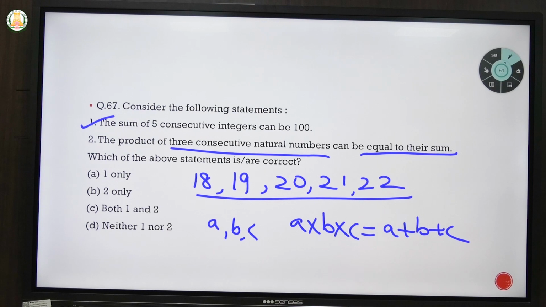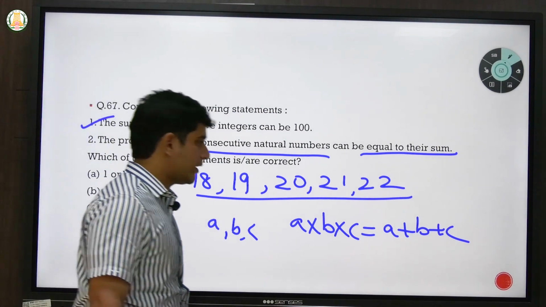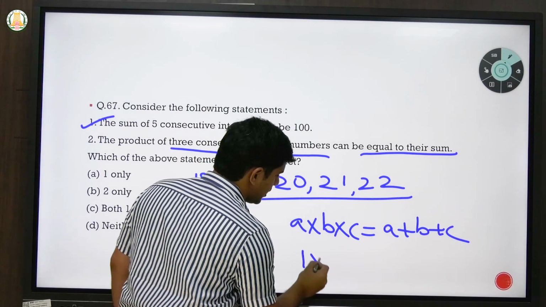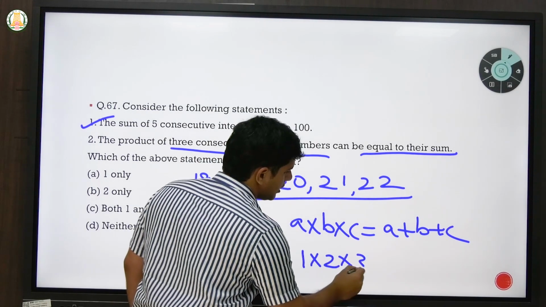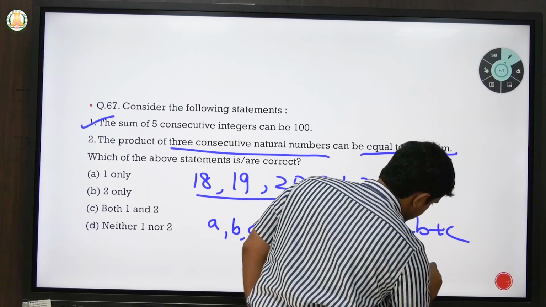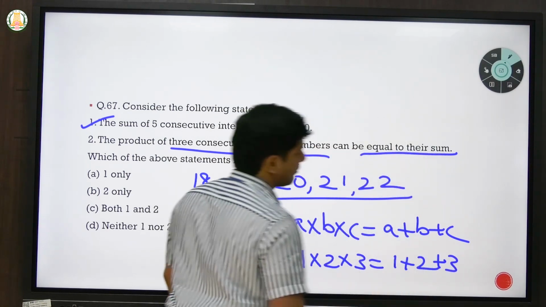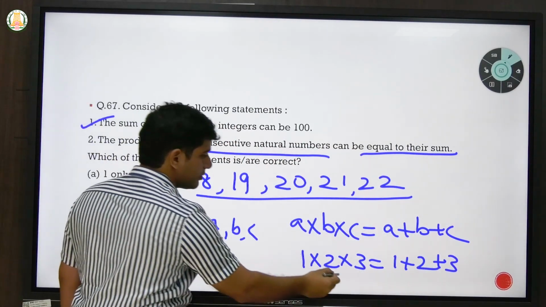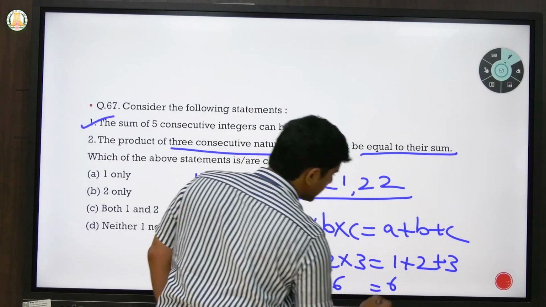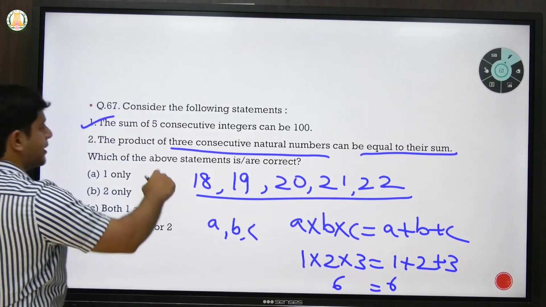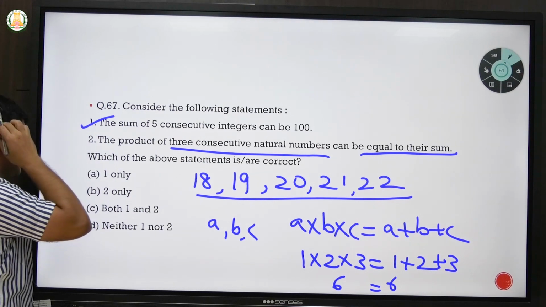So can you think of any integers which satisfy this condition? 1, 2, 3. That means 1 into 2 into 3 is equal to 1 plus 2 plus 3. 1 into 2 into 3 is 6. 1 plus 2 plus 3 is 6. So the product of 3 consecutive natural numbers can be equal to their sum.